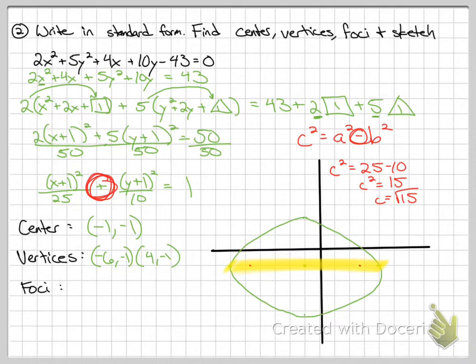The y value is not changing for those, only the x value is. So from center, you do plus or minus root 15, and the y value stayed the same. Hopefully this one was okay, and we're ready to move on to the next one.